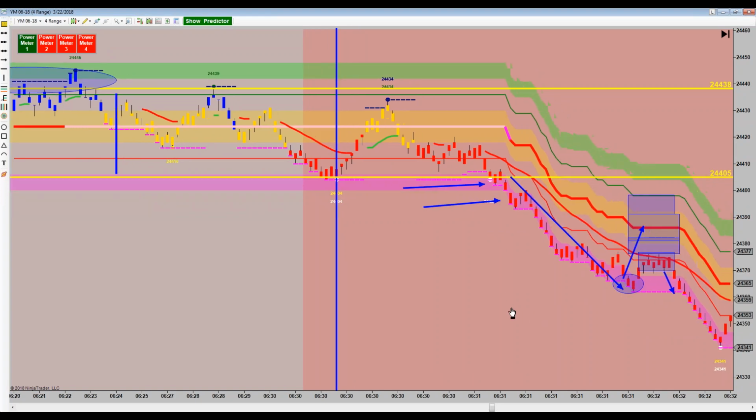All right, so that short worked out. That was a few you called that. That's good. It's a little bit shallow, but it was a trade, no question about it. Now let me advance the chart here.